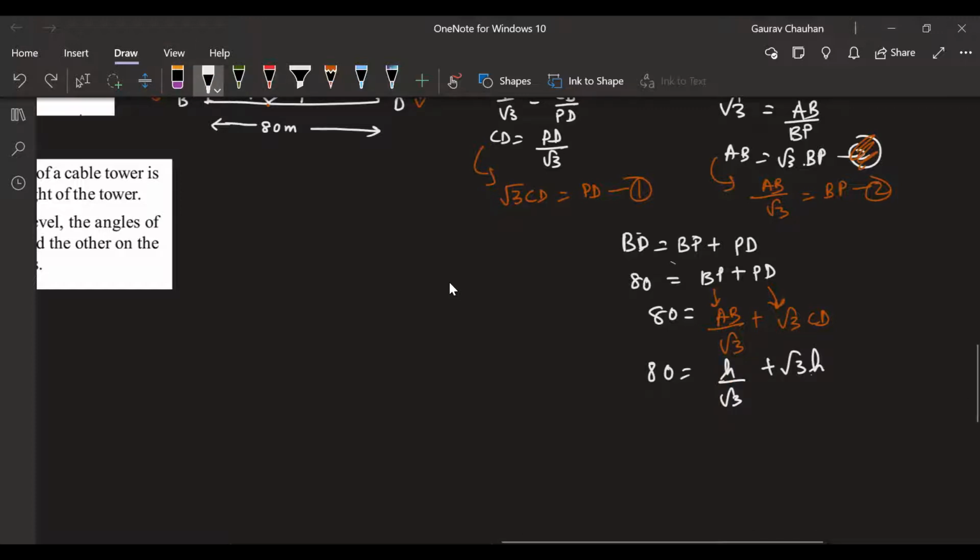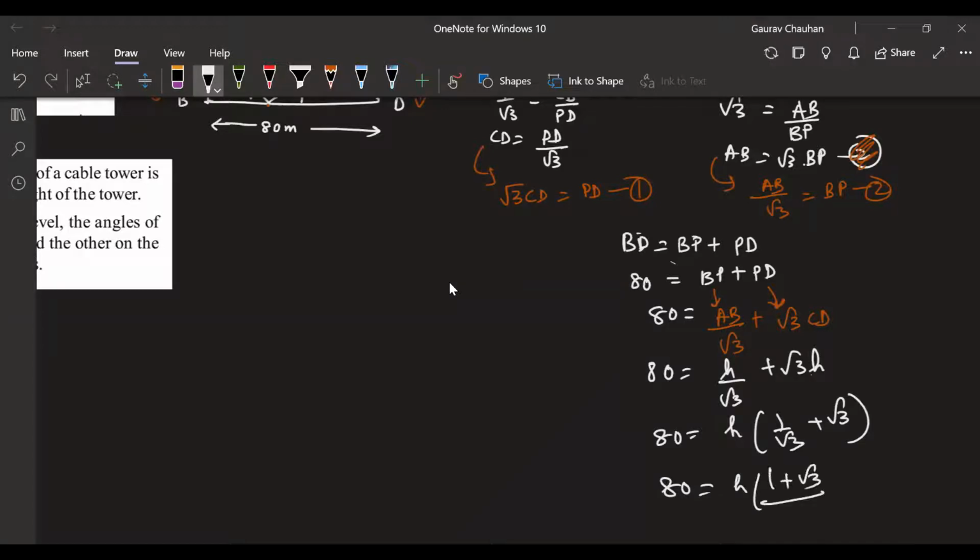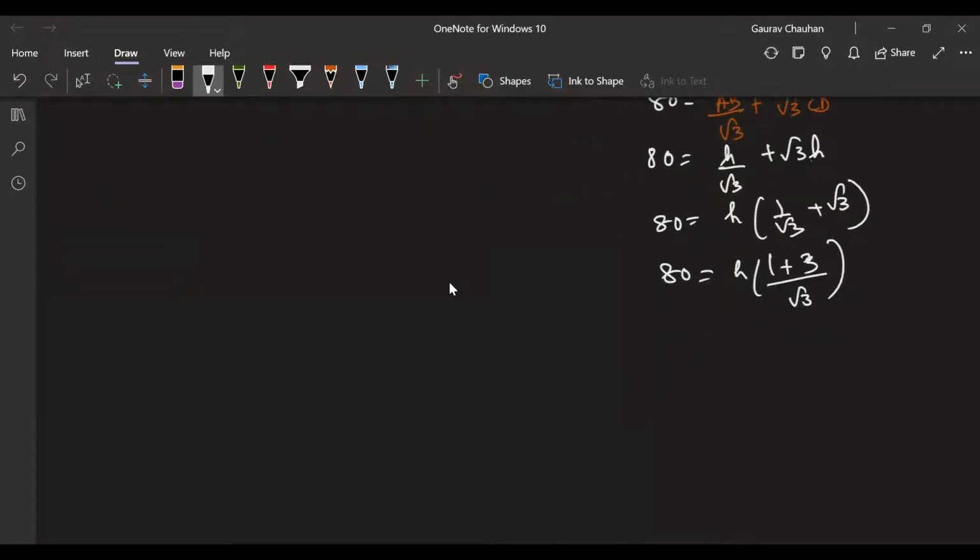All right. Tulsi, can you do it after here? AT is equal to H into 1 by √3 plus √3. AT is equal to H into 1 plus √3 by √3. No, 1 plus 3 by √3. Bindu, are these steps there in your notebook? Bindu?